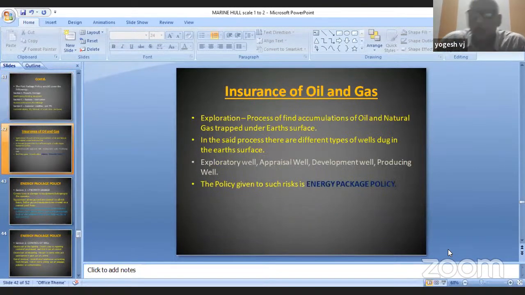Then comes insurance of oil and gas. Now, this is what the Gulf War of 1992 was fought for. Oil. Okay. Kuwait had a lot of oil wells. Right? Now, these oil wells are of four types.